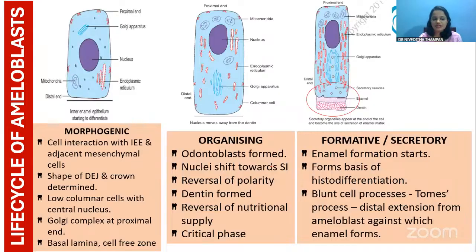First is the morphogenic stage. In the morphogenic stage, the cells will be small, somewhat cuboidal or columnar in nature. The nucleus will be at the center, and the Golgi apparatus and so on will be away from the basement membrane, with the basal lamina and the free zone present.